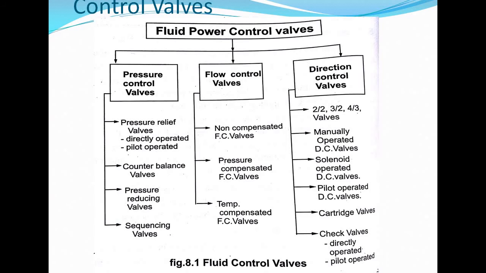Under flow control valve, you can see here non-compensated flow control valves, then pressure compensated flow control valve, and then temperature compensated flow control valve. So these are the three valves which come under flow control valve. And under direction control valve, that is DC valve, there are 2x2, 3x2, 4x3 valves.